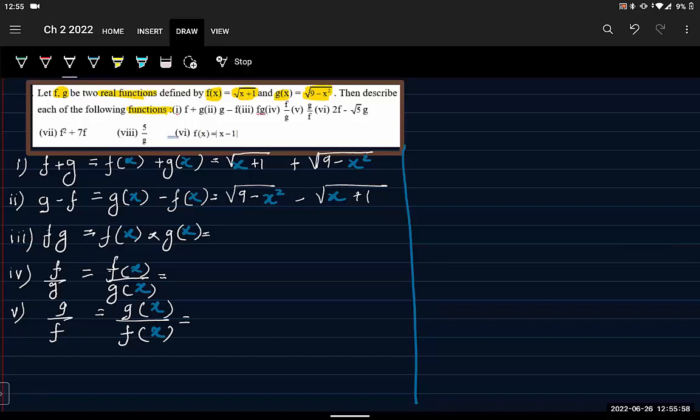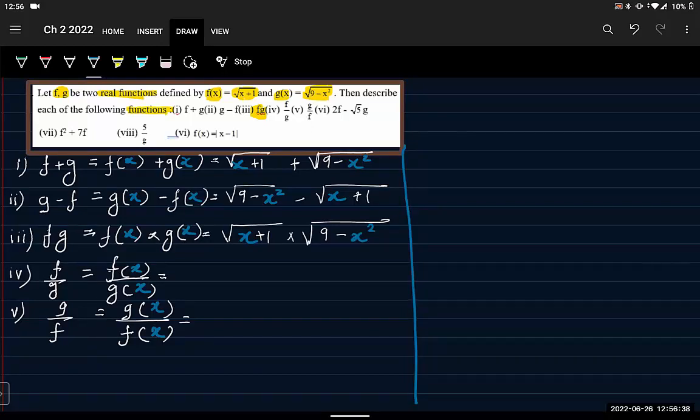Next, third is f into g. F into g means we need to multiply individually f of x and g of x. So f of x is root of x plus 1 multiplied by g of x, which is root of 9 minus x square. We'll keep it as it is. We can simplify this function, x plus 1 into 9 minus x square, but we are currently not interested in simplifying and finding the final answer. We just need to apply the definition.